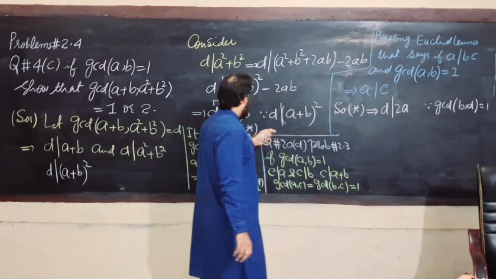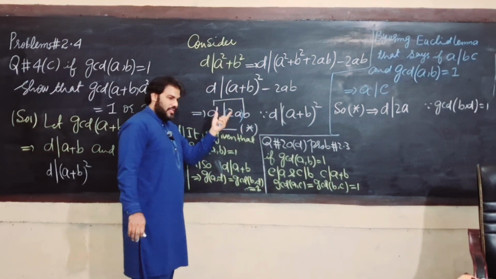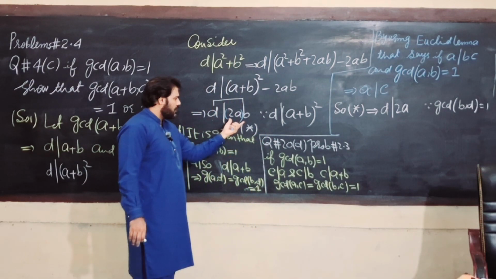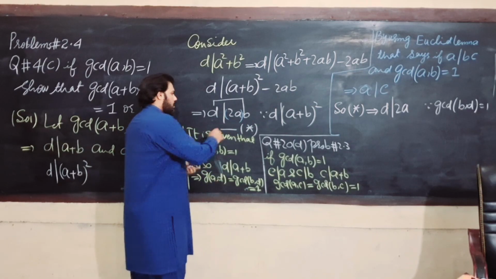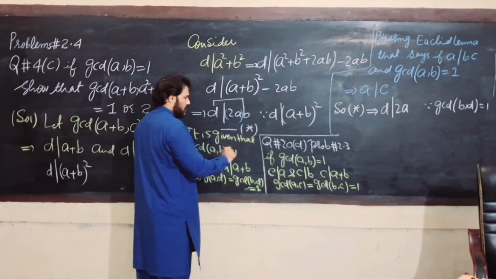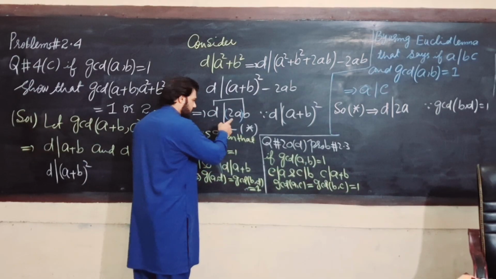So we can use the Euclid's lemma for star here. We have here three numbers 2a, b and d. Now GCD of d with b is equal to 1. So it must be that d divides the second number 2a.